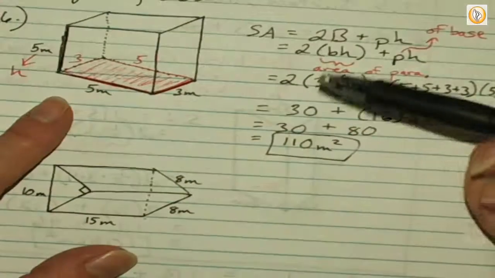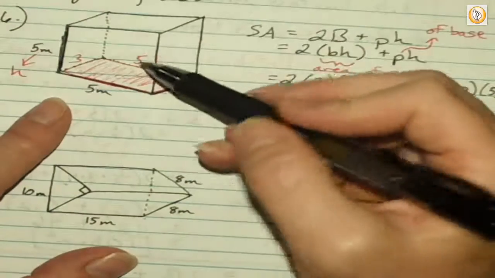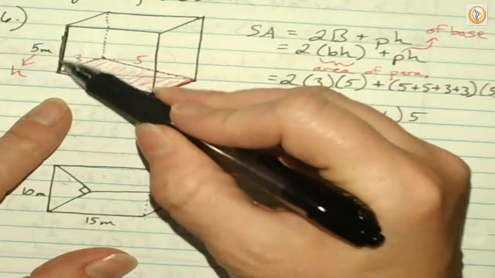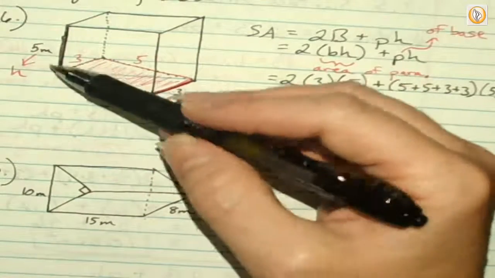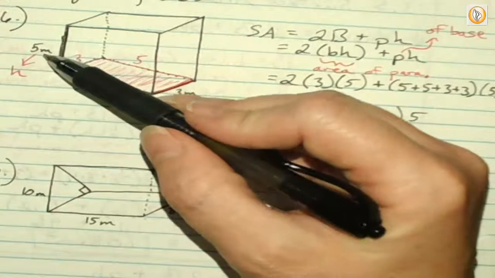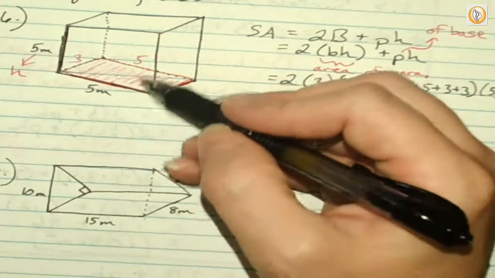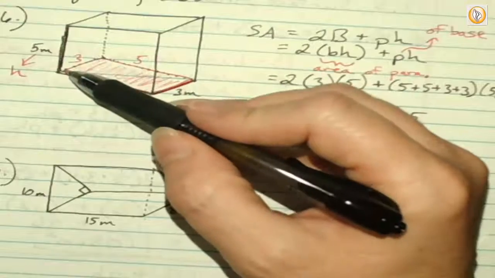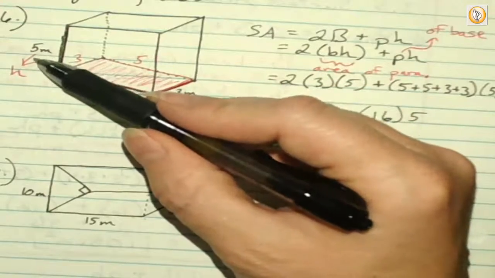Now, they kind of messed us up here. It would have been nicer if they chose a different number than 5 for the height, because that's going to throw kids off. This should have been like 6 or 7 or something like that, so that you didn't get confused as to which 5 we're talking about, right? So I don't like this problem. I would have chosen a different number.